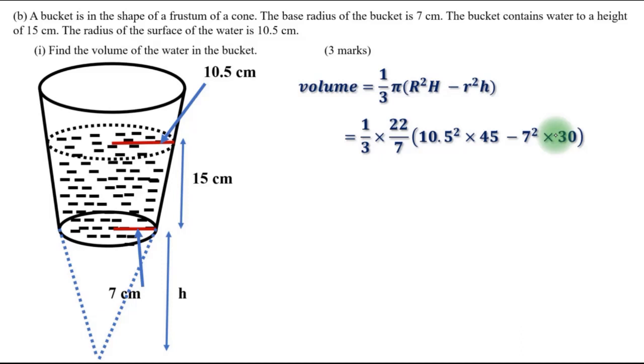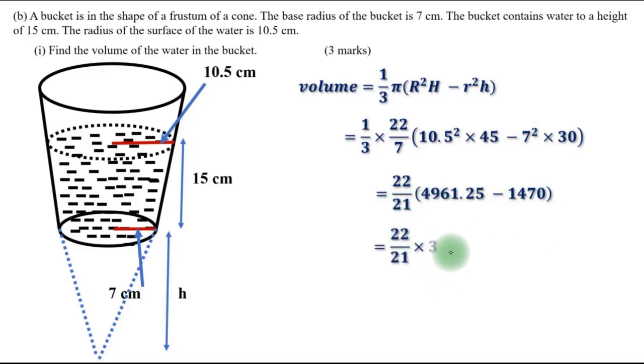Alright, now we can move on. So simplify this, we get 22 over 21 multiplied by 10.5 squared times 45 is 4961.25 minus 7 squared times 30 that is 1470. Then we subtract, we shall get 22 over 21 times 3,491.25. So using calculator we end up getting 3,657.5 centimeter cube. So that is the volume of the bucket, which is frustum in shape.